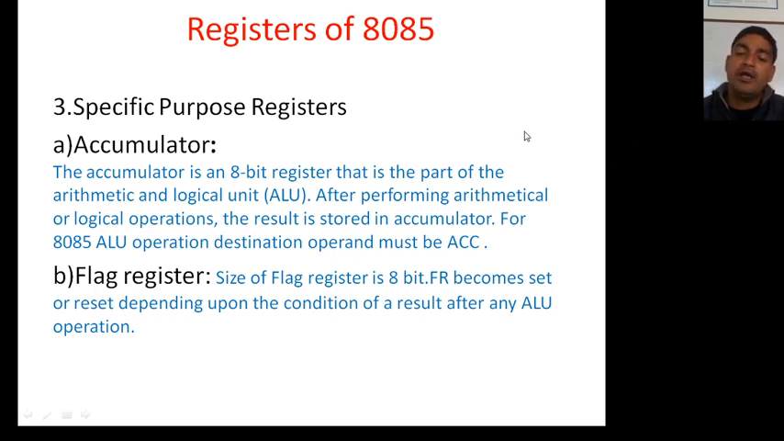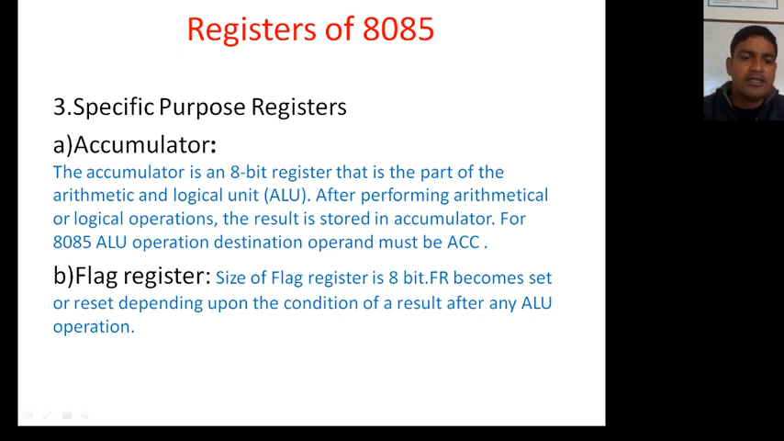If the destination operand is not the accumulator, then you have to transfer. Suppose you are adding 2 numbers which are available in the B and C registers. You cannot add B and C directly. First you will transfer either the contents of B or C into A, then you will add.